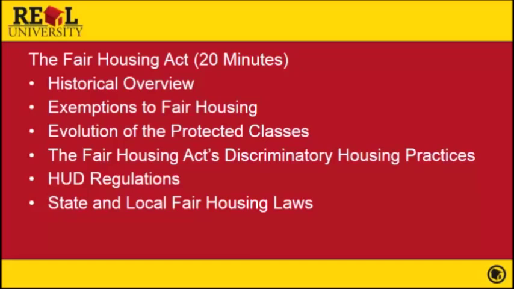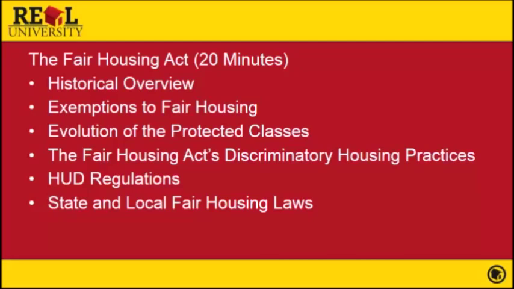And then in 88, we amend the Fair Housing Act to add disability and familial status, which is families, all right? Now, the Fair Housing Act's discriminatory housing practices. It was outlawed because of race, color, religion, national origin.